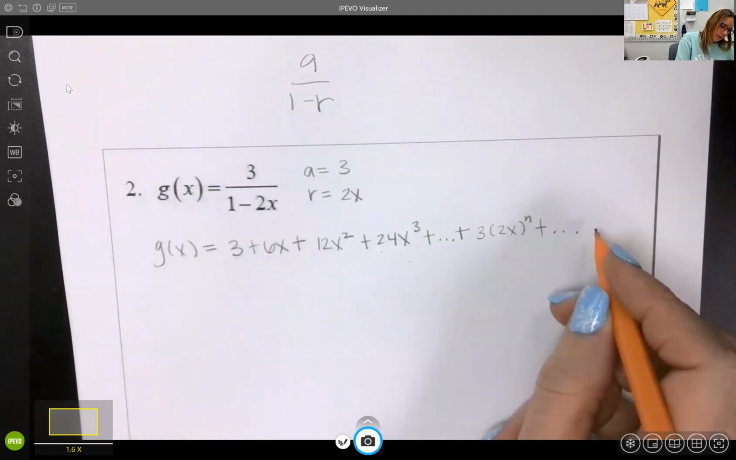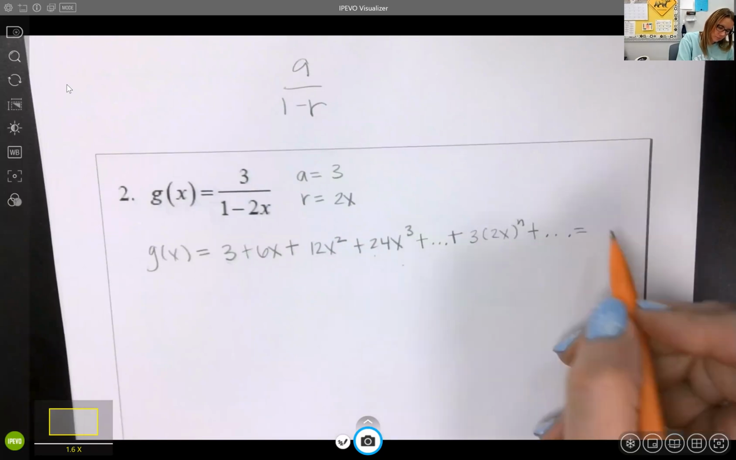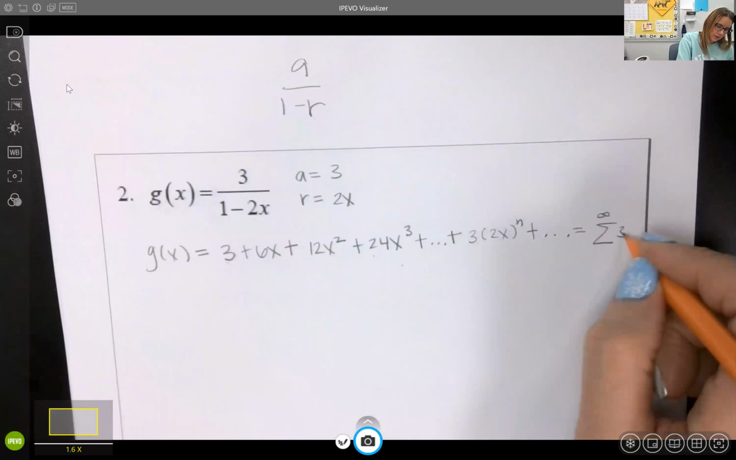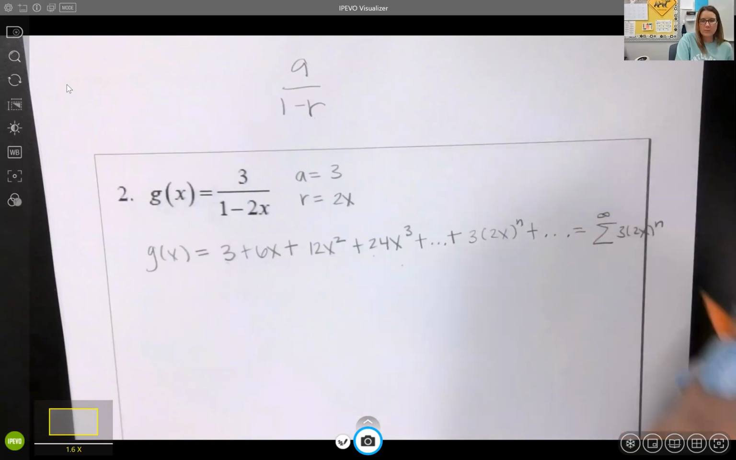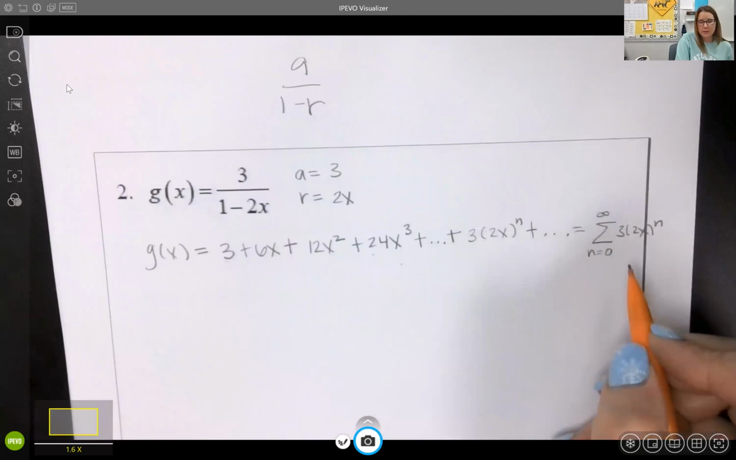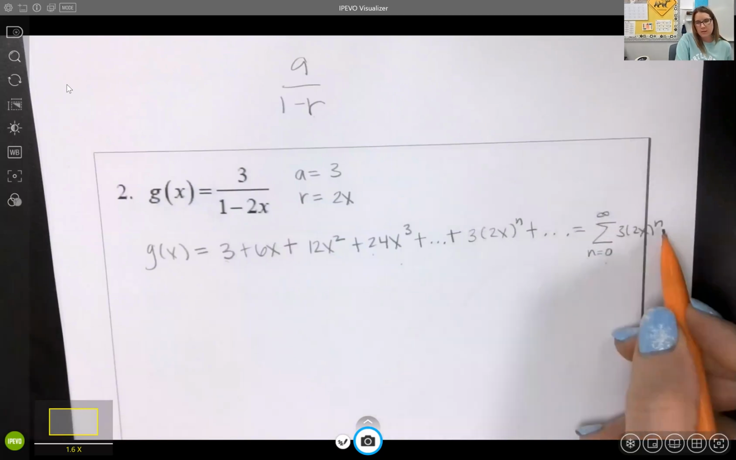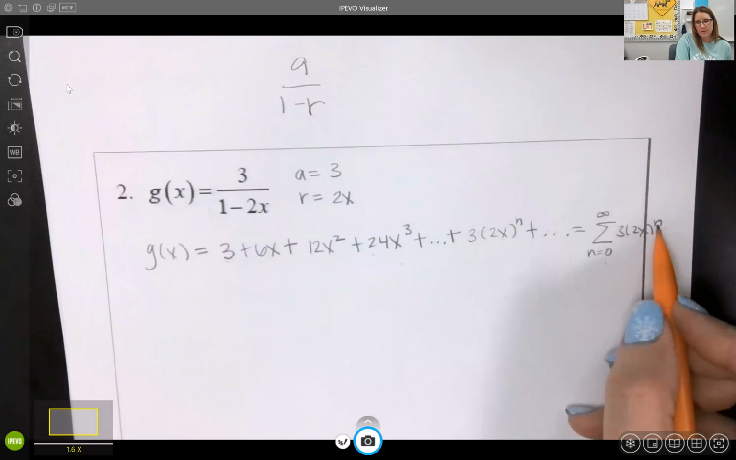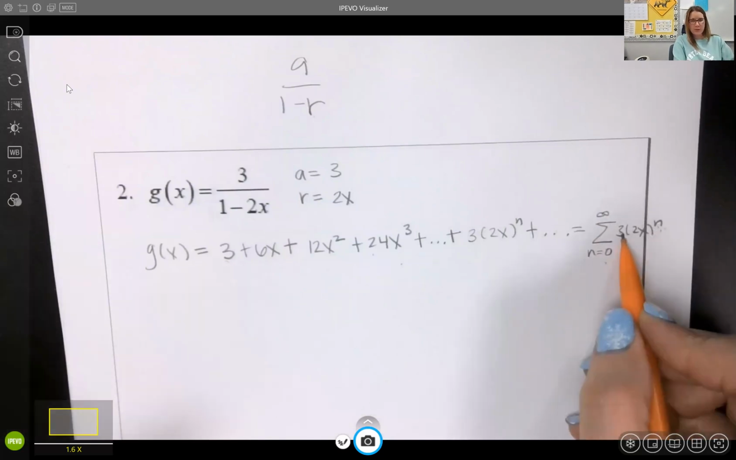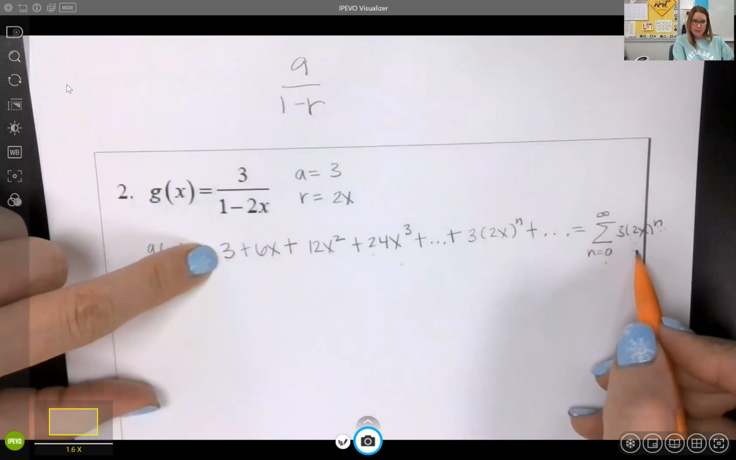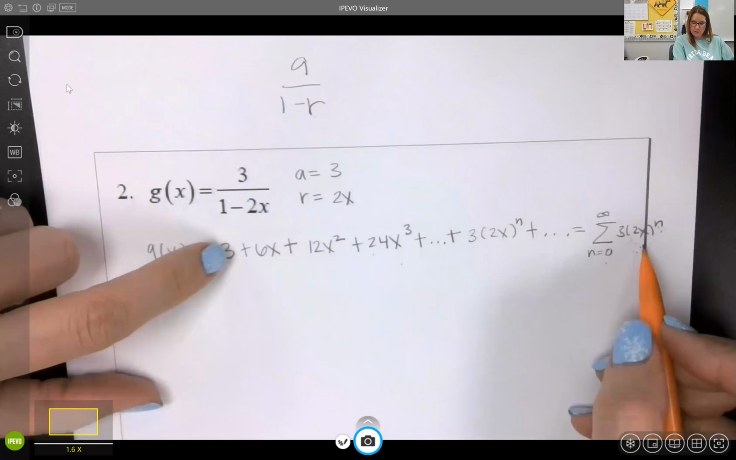and that equals 3 times 2x to the n, and I need to see what I want n to start at. So I make sure if I start n at 0, if I plug a 0 in here, I get 2x to the 0 power is 1, and 1 times 3 is 3, and that is my first term. So you always want to double check that your notation matches if you plug in to get your first term.